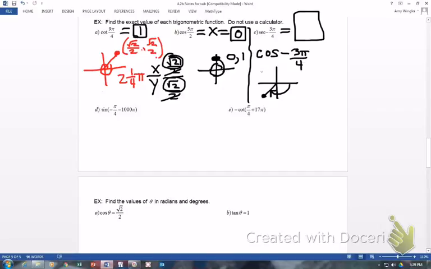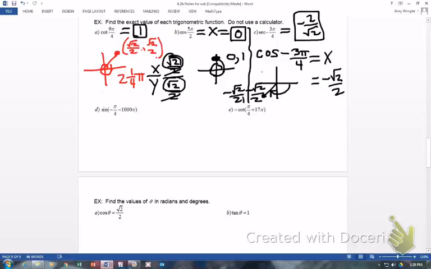That point is negative radical 2 over 2 for x and negative radical 2 over 2 for y. So cosine is the x value. So the cosine of negative 3/4 pi equals negative radical 2 over 2. So if secant is the reciprocal of cosine, then secant's going to be negative 2 over radical 2. And you can leave your answers unrationalized.